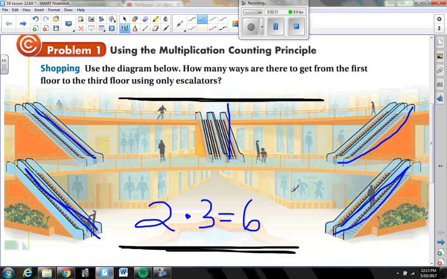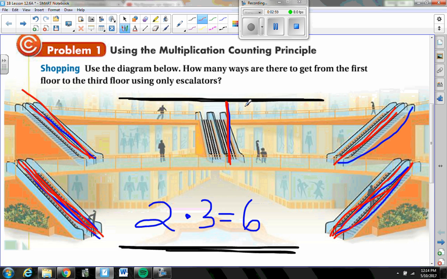I'll see if I can try to list them out for you. You could use this escalator and then this one. That's 1 way. You could use this escalator and then the middle one. That's 2 ways. You could use this escalator and then this one. That would be 3 ways. Or you could use this escalator and then this one. That'd be a 4th way. This escalator and this one would be a 5th way. This escalator and this one would be a 6th way. 6 different ways to do that. Okay?